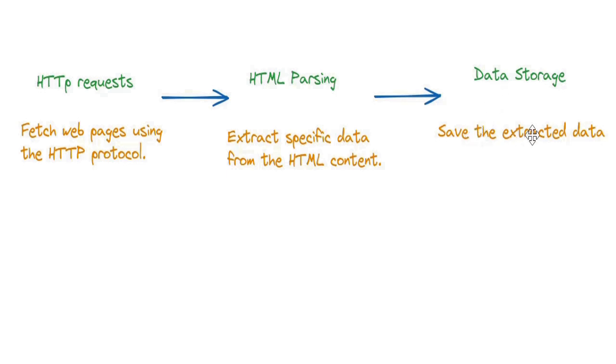We will save the extracted data in some variable if it is small in size, or in a CSV file, in Excel, in PDF, in Word, or in a database. There are a lot of storage mediums we have. So ultimately we will be storing the extracted data that we got from the web pages. So complete web scraping is divided into these three steps. HTTP request, which extracts the data from the web page. Then HTML parsing, where we extract the specific data from the entire HTML content. And the data storage, where we store the extracted data.